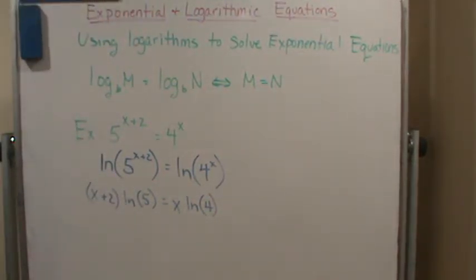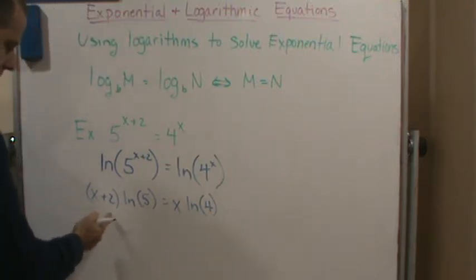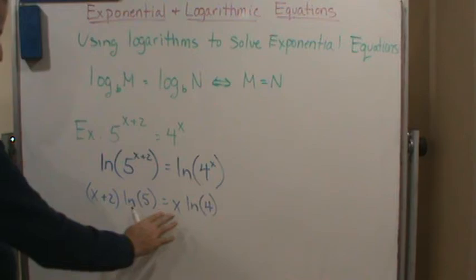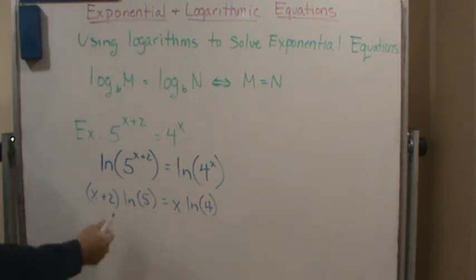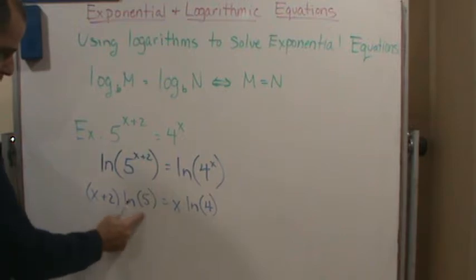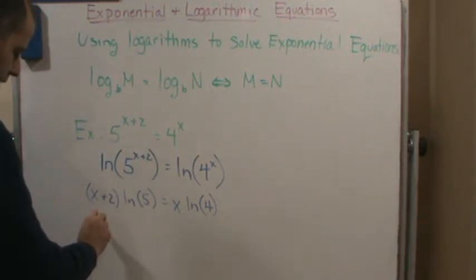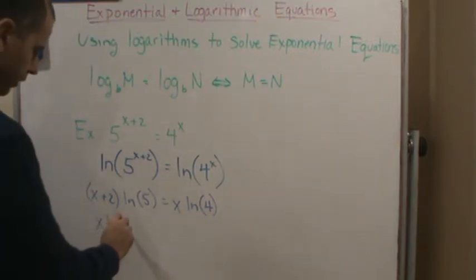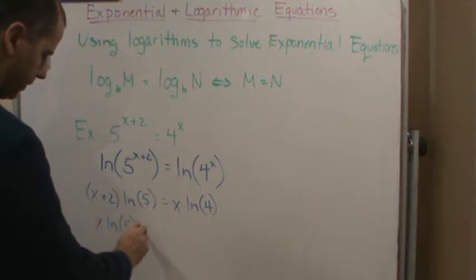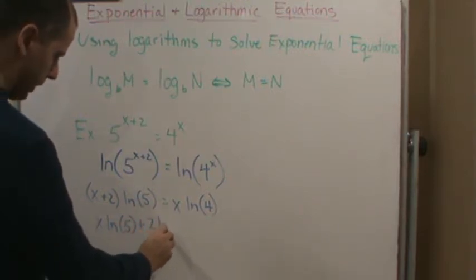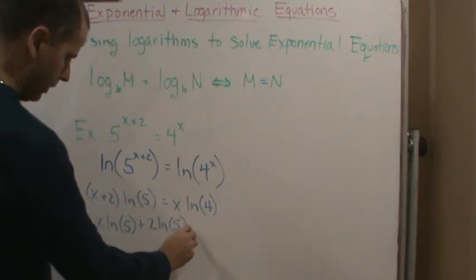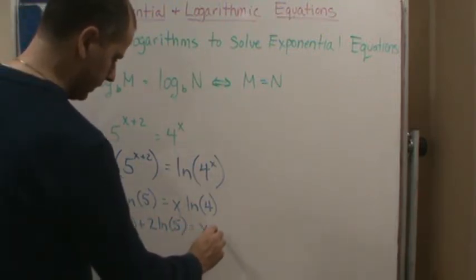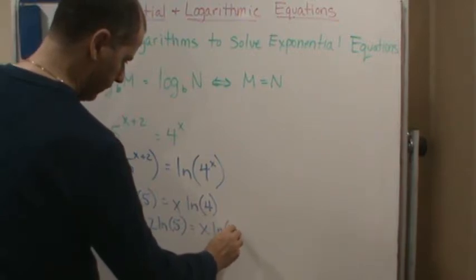All right. So now what do we do? Well, now I'm going to distribute. We've got to solve for x now. Now I got x out of the exponent, so now I can solve for x. The only way to do that is to break this up by using the distributive property. So this is going to become x times the natural log of 5 plus 2 times the natural log of 5 equals x times the natural log of 4.